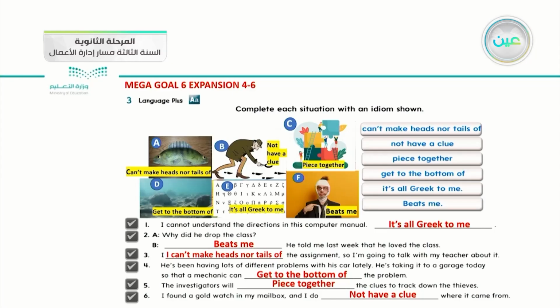Okay, after we complete that question, hopefully this idiom is easy for you and you understand it through these pictures, and at the end we applied it through these sentences. Are you ready to move on to the second slide or second question? Okay, let's go.